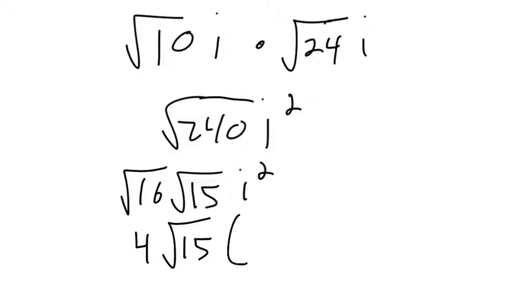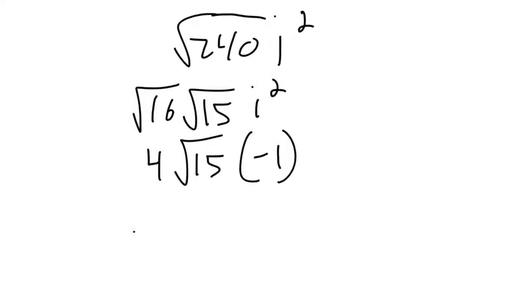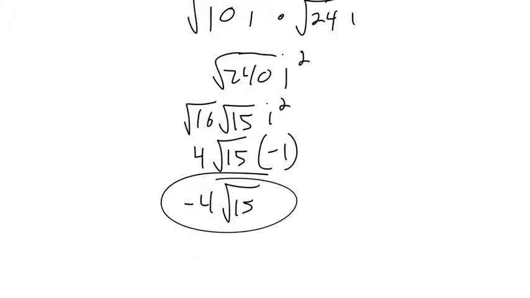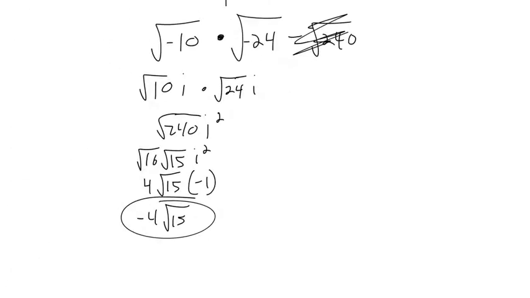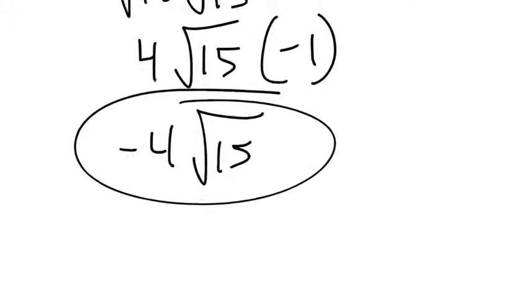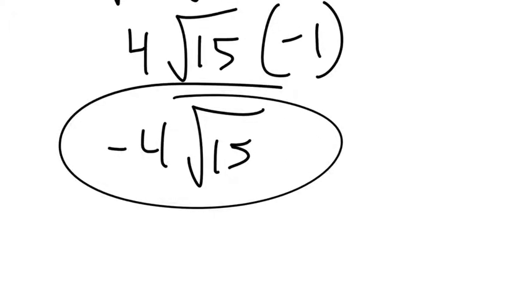And then i squared, that's something that we've been taught is negative 1. So negative 4 square roots of 15 should be your final answer for this. So notice the difference between the two methods. This one would have been positive 4 square roots of 15, but the correct answer is negative 4 square roots of 15.